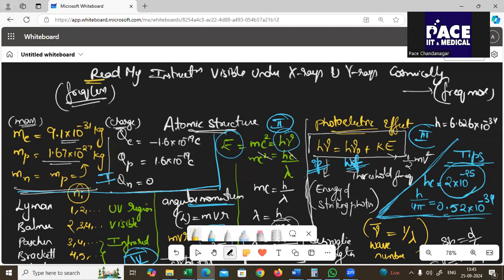As you see this R, M, I, V, U, X, gamma, and C. R stands for radio waves, M for microwaves, I for infrared waves, V for visible, U for ultraviolet waves, and X for X-rays, then gamma rays. And these are the cosmic rays. This is the order of your electromagnetic spectrum, which you can note down.